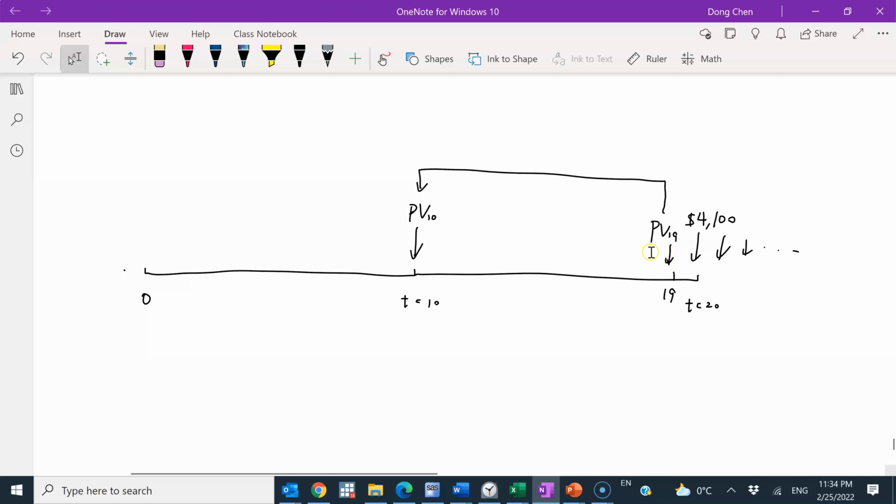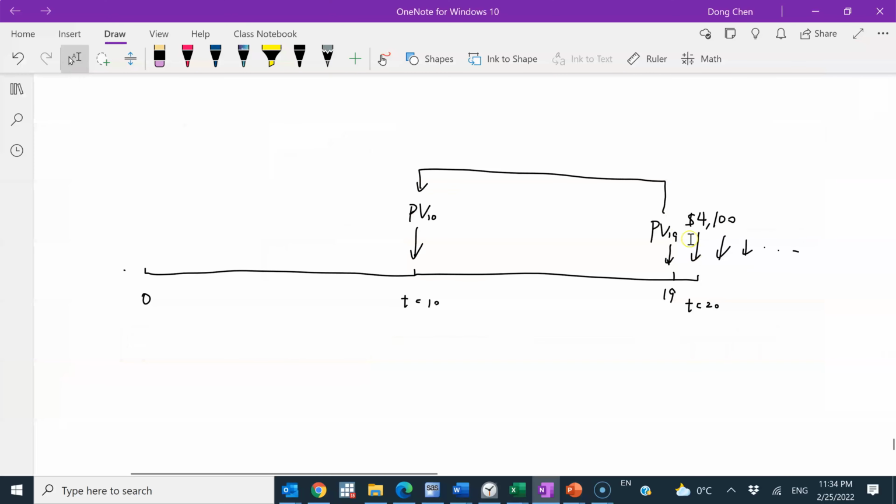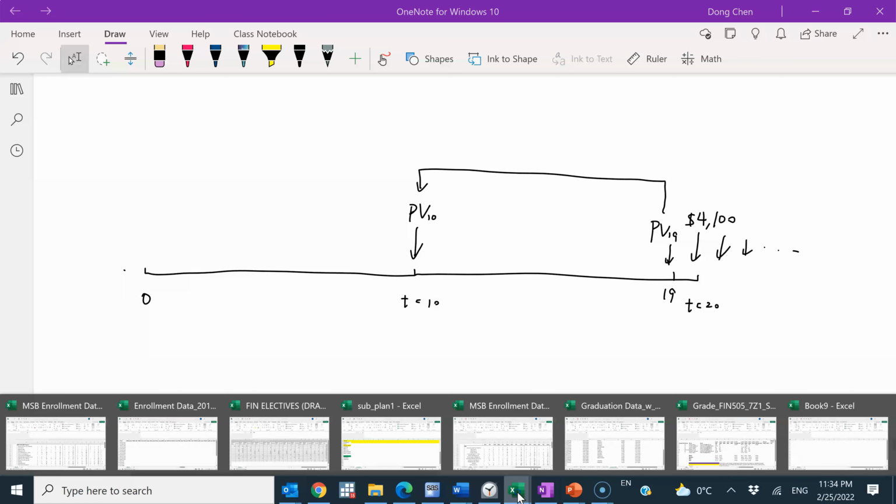So this question will also involve 2 steps. First is to calculate the PV 19 using that formula, which is PMT divided by R. And second, bring this further back to t equals 10 by discounting. Now this becomes the future value because relative to 10, this becomes the future. By discounting this PV 19 back to t equals 10, we need to discount 9 periods, because there are 19 minus 10, which is 9 periods between 10 and 19. So that's how we can solve this question.